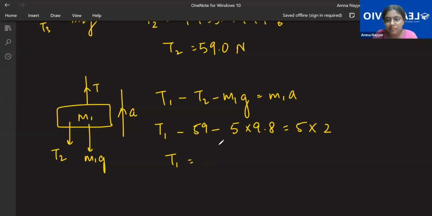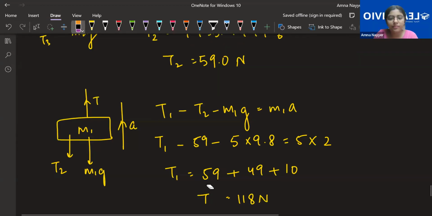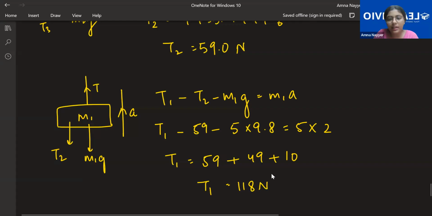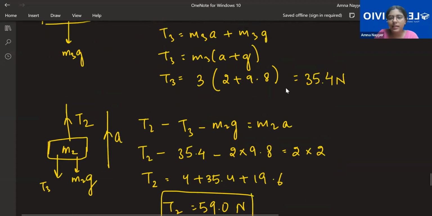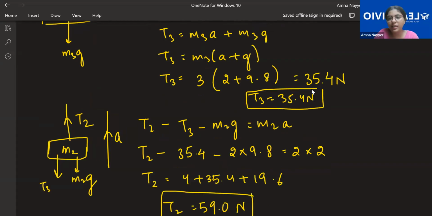Will it be? Yes. One second. So 59 plus 49 plus 10, 118 Newton. Sorry, T1, not T2. This will be 118 Newton. T2 is 59 Newton. And T3 is 35.4 Newton. T1, T2, T3.